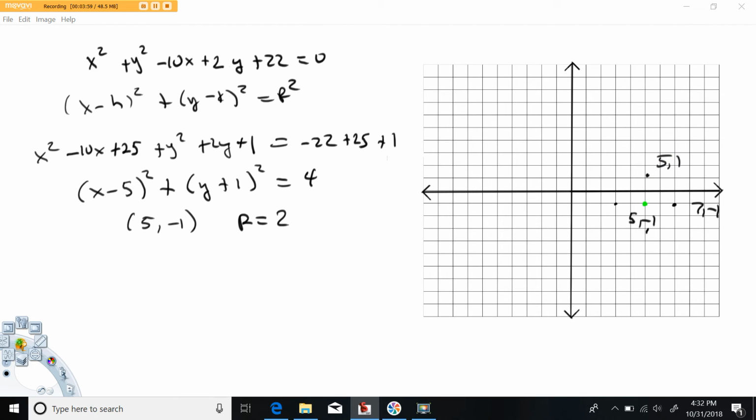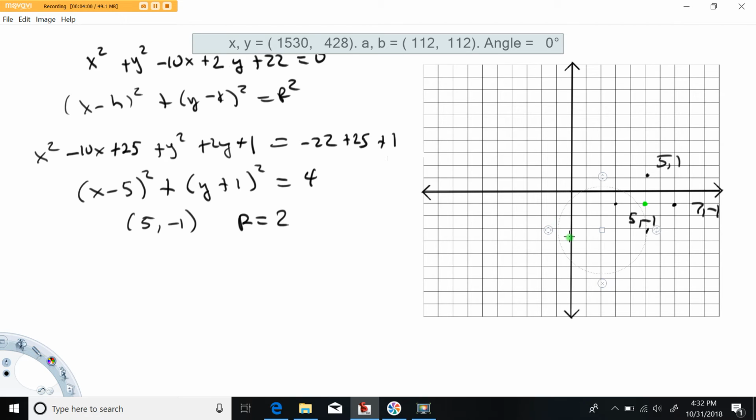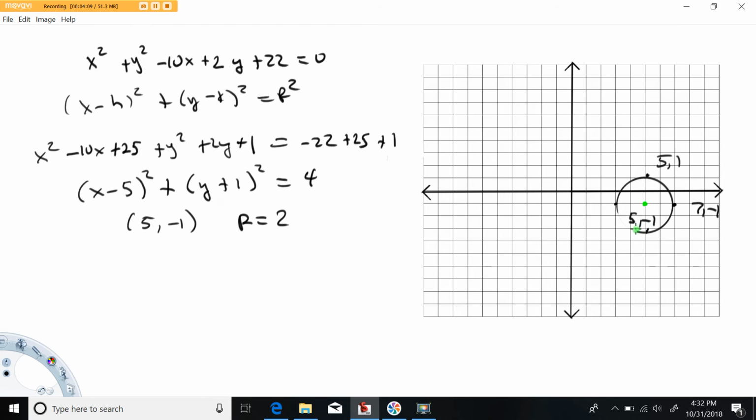That's probably good enough. I'm going to go ahead and sketch it. I like to use the tool here to make a nice looking circle. Good enough. All right, so we've taken this equation and written it in its standard form to find the center and the radius, and then we go to the center and use the radius to plot our circle.